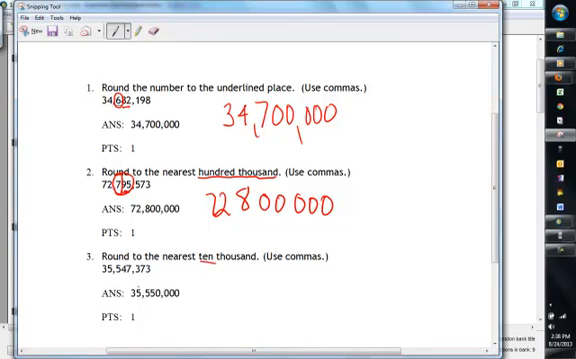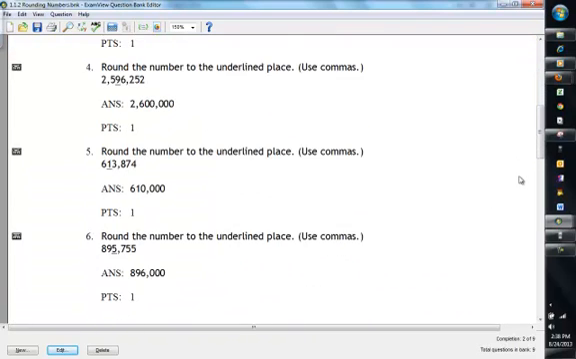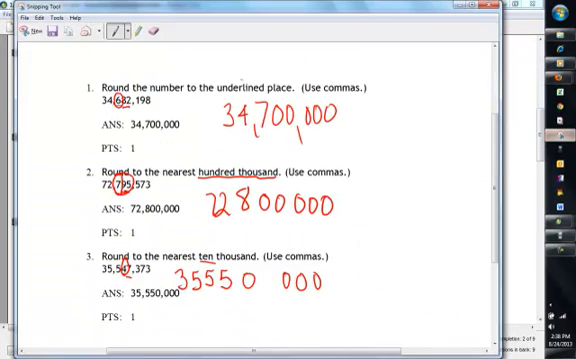Next one, 10 thousands. So it's in the thousands section. It's the middle one in the thousands section. Look at the number after it. It's bigger than 5. So change the number inside the box to 1 bigger. Write everything in front of it the same and everything after it as zeros. Some more of those.